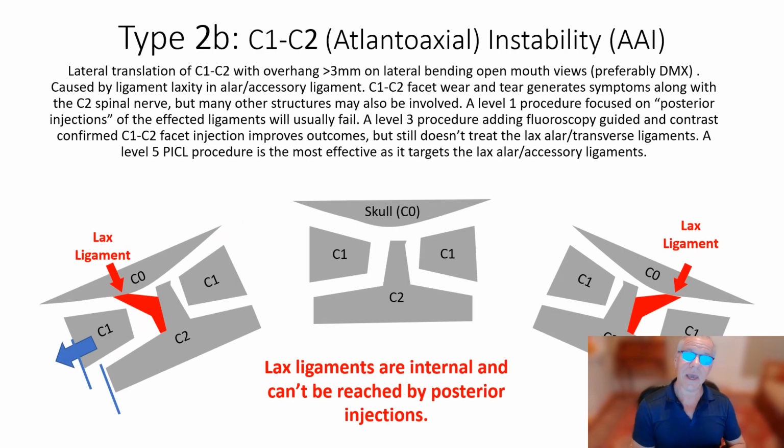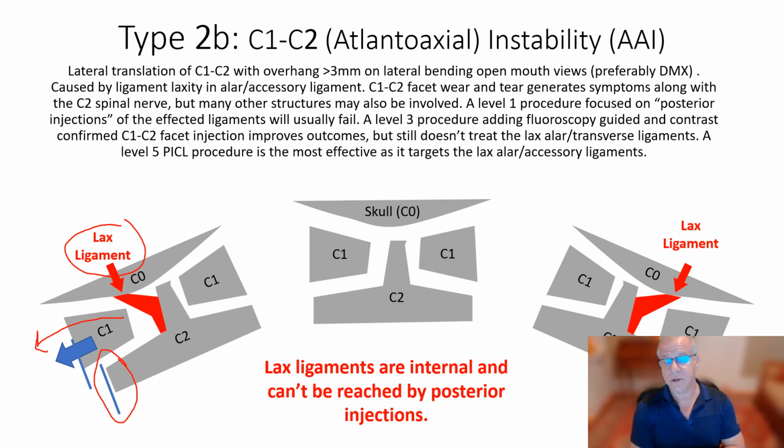Now type 2B, again C1, C2, we have C1, C2 moving side to side. So this is the overhang. C1 overhangs C2, and you see those corners not match up. So this is going to be overhang more than 3 or 4 millimeters when the person is bending their head to the side. Now that's due to a lax alar and accessory ligament.